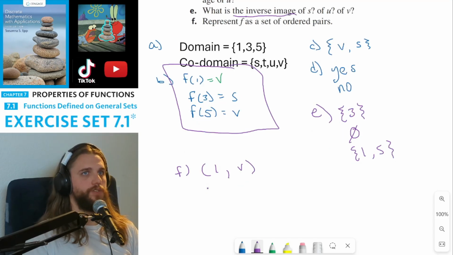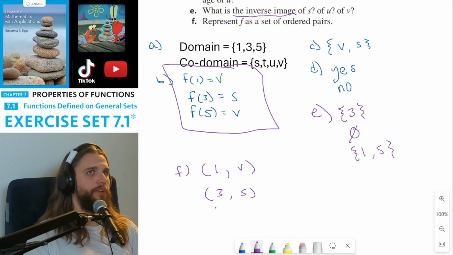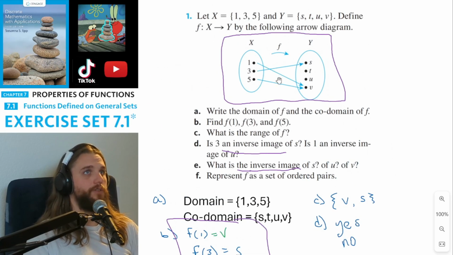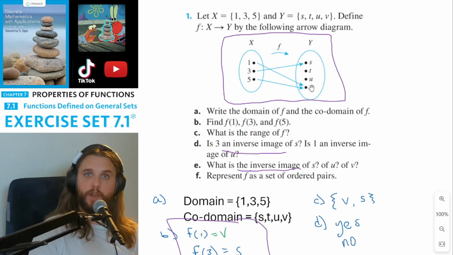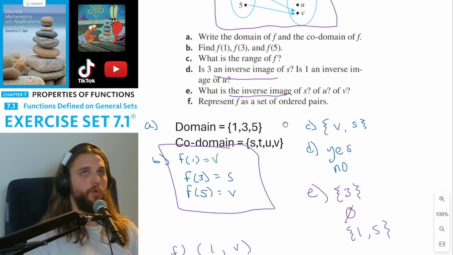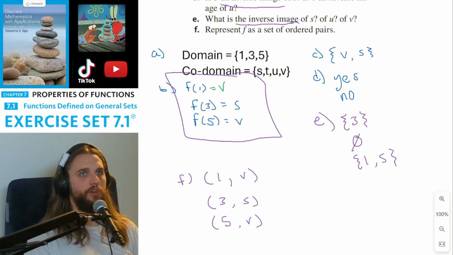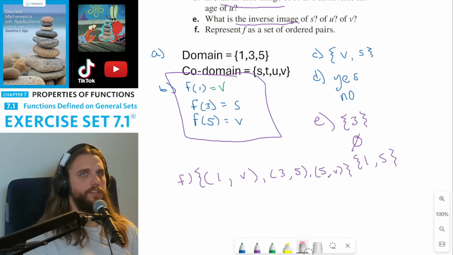f of 3 equals S can be represented by (3, S). The input is the first coordinate, the output is the second coordinate. And lastly, we have (5, V). Now, these 3 ordered pairs correspond to 3 arrows in the arrow diagram. And that's how we know that we have the right set of ordered pairs here. Now, the way this is written, this is not a set. Our answer should be a set of ordered pairs. So we just have to imagine creating a set with these ordered pairs as elements. And so that's the answer to this question.